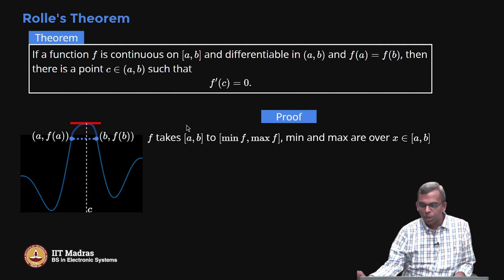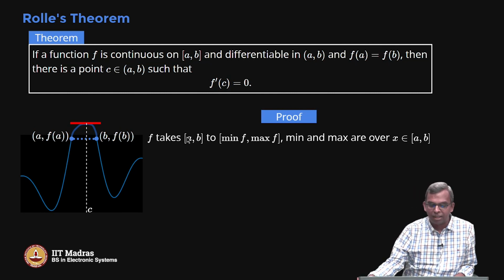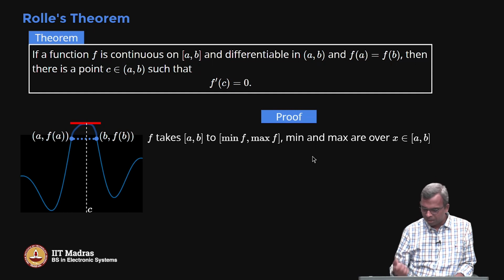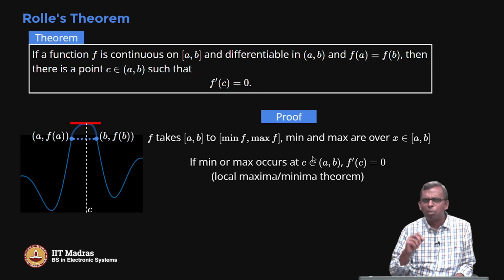The proof starts with the previous result we had. The interval [a, b] is taken to [min f, max f], where min and max are over x in [a, b]. I have not shown that explicitly here. I'll just quickly go through the proof. Like I said, the proof itself is not so important for us. I just wanted to do it to give you a flavor. If you're bored or scared, you can just skip to the video where the proof ends.